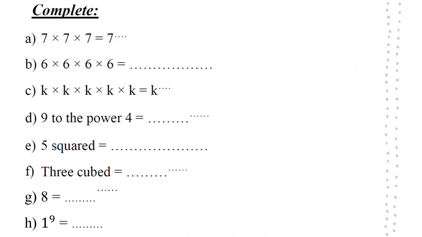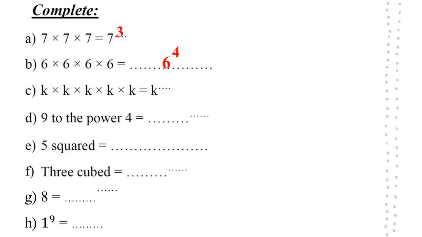Complete. A. 7 times 7 times 7. Here 7 is repeated 3 times, so it's 7 to the power 3. B. 6 times 6 times 6 times 6. Here 6 is repeated 4 times, so it will be 6 to the power 4.